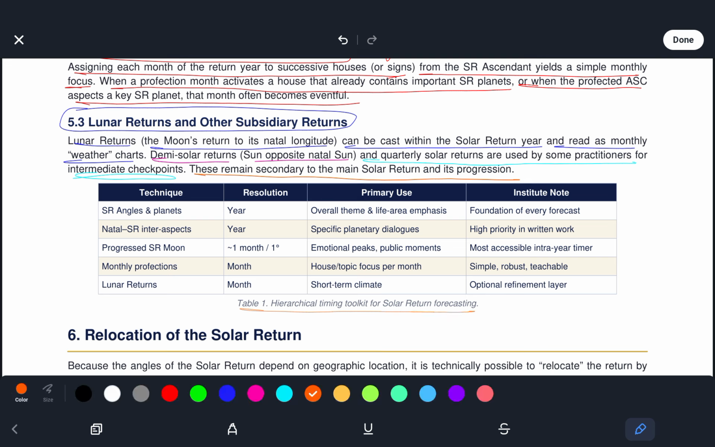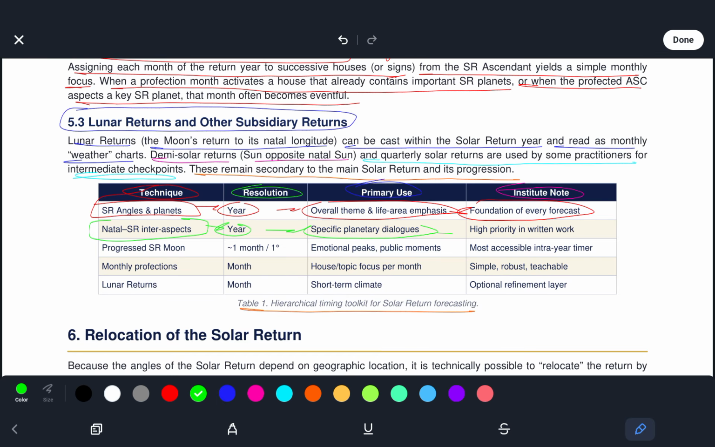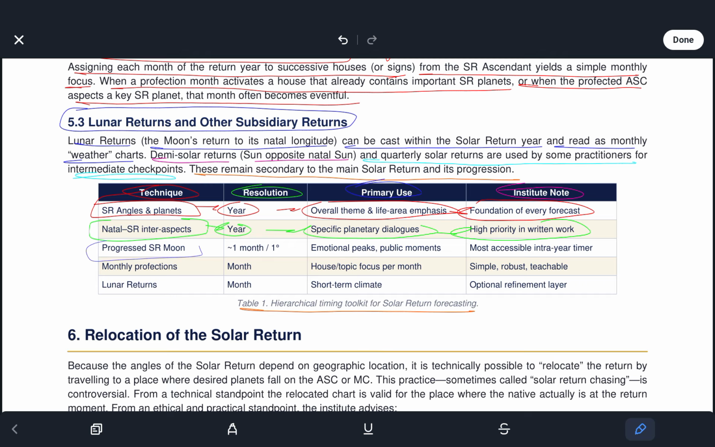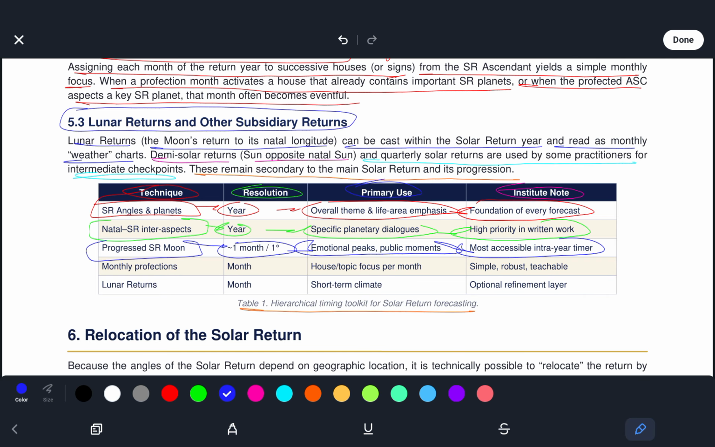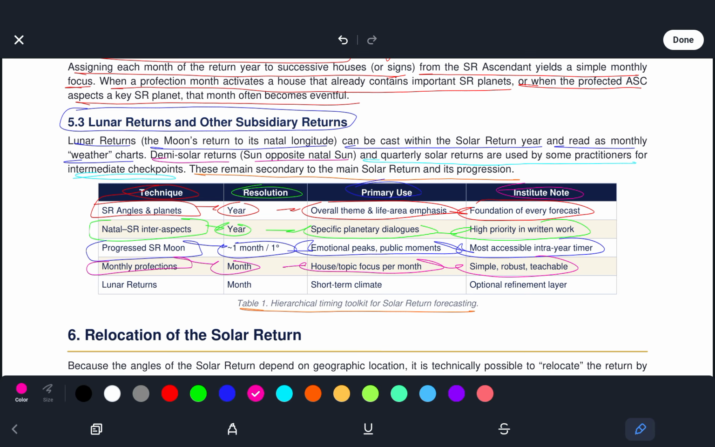So we look at the hierarchical timing toolkit for SR forecasting: technique, resolution, primary use, and Institute note. So SR angles and planets: year, overall theme and life area emphasis, foundation of every forecast. Natal SR interaspects: year, specific planetary dialogues, high priority in written work. Progressed SR moon: 1 month divided by 1 degree, emotional peaks, public moments, most accessible intra-year timer. Monthly profections: month, house topic focus per month, simple, robust, teachable. And lunar returns: month, short-term climate, optional refinement later.